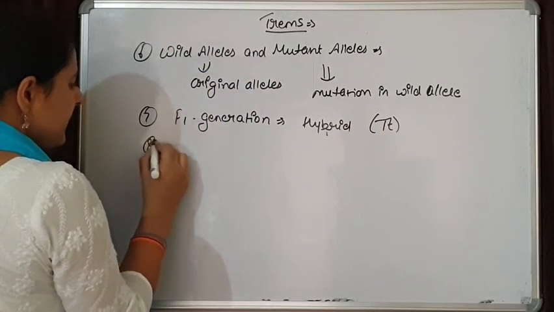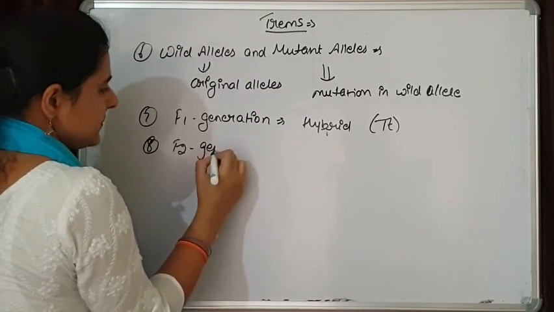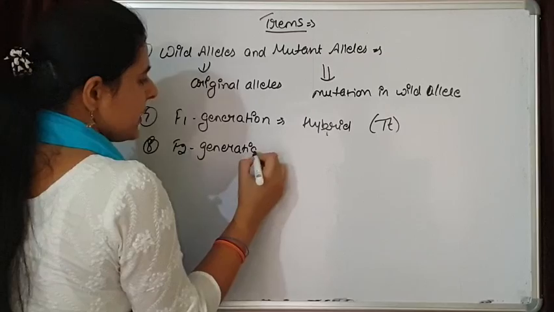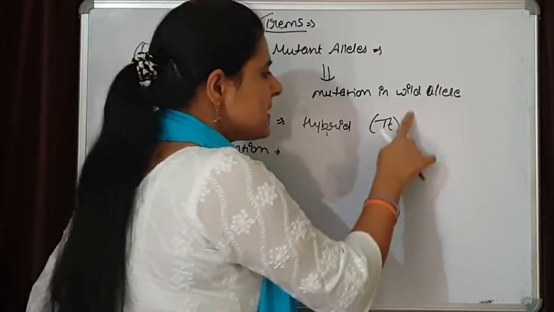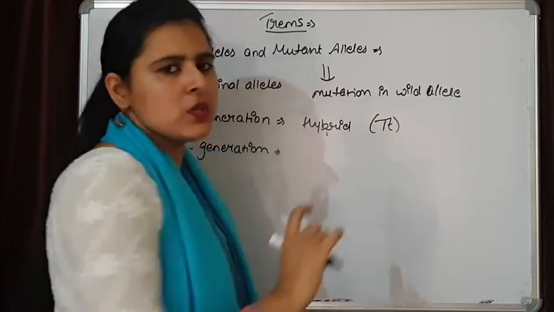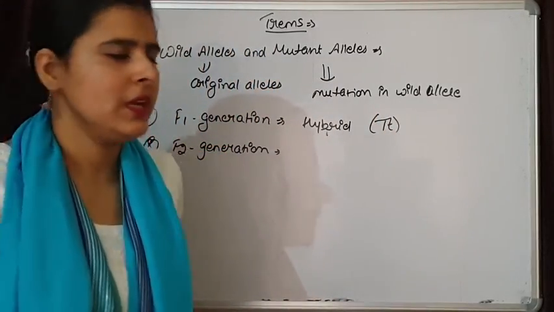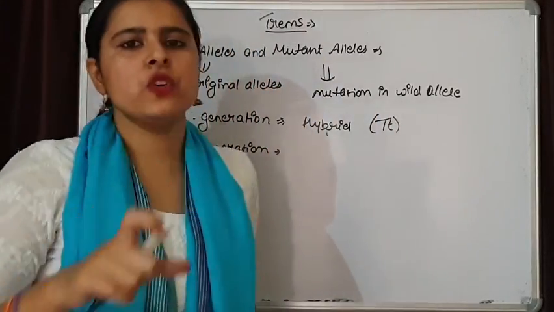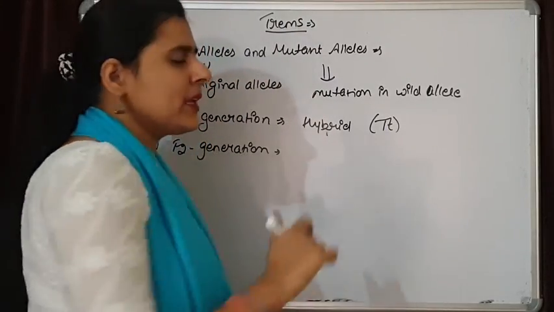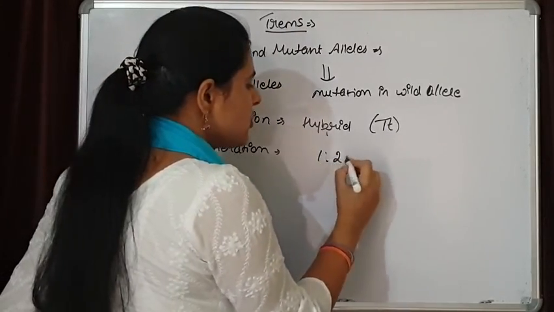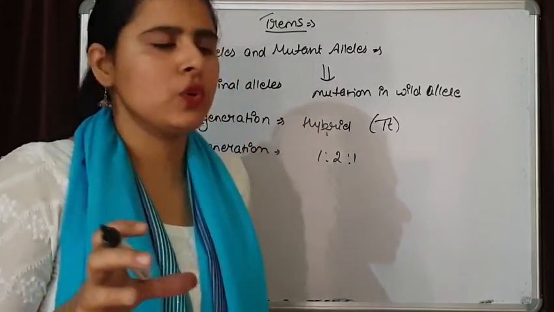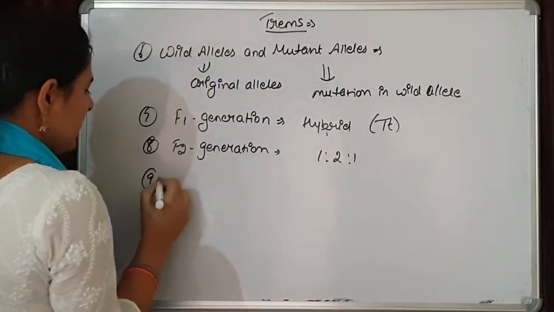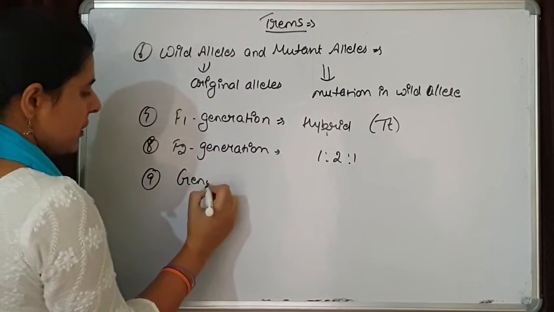Second is the F2 generation, or second filial generation. This second filial generation is formed by self-pollination between the members of the F1 generation. And here we get lots of genotypes. We saw that the genotypic ratio in Mendel's monohybrid cross was 1:2:1, so we are going to see lots of genotypes. Now let's see what genotype and phenotype are.